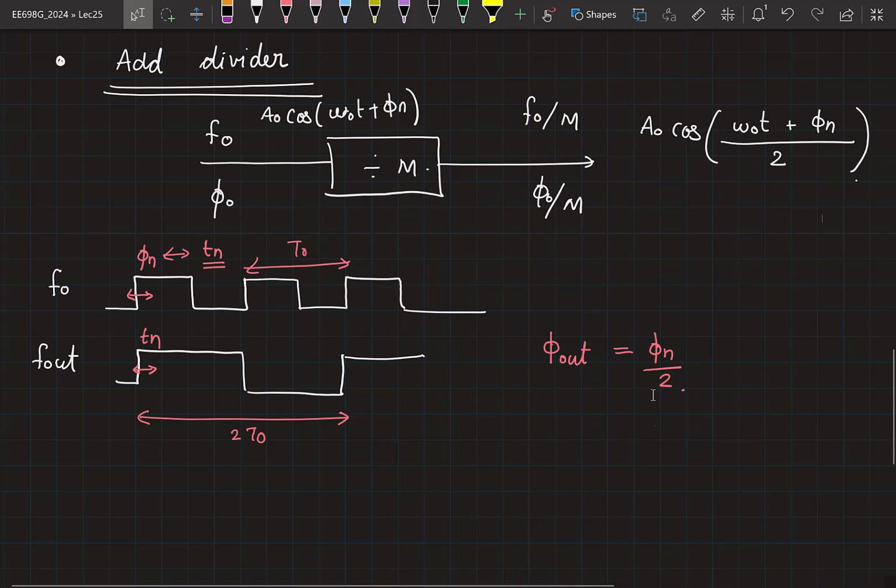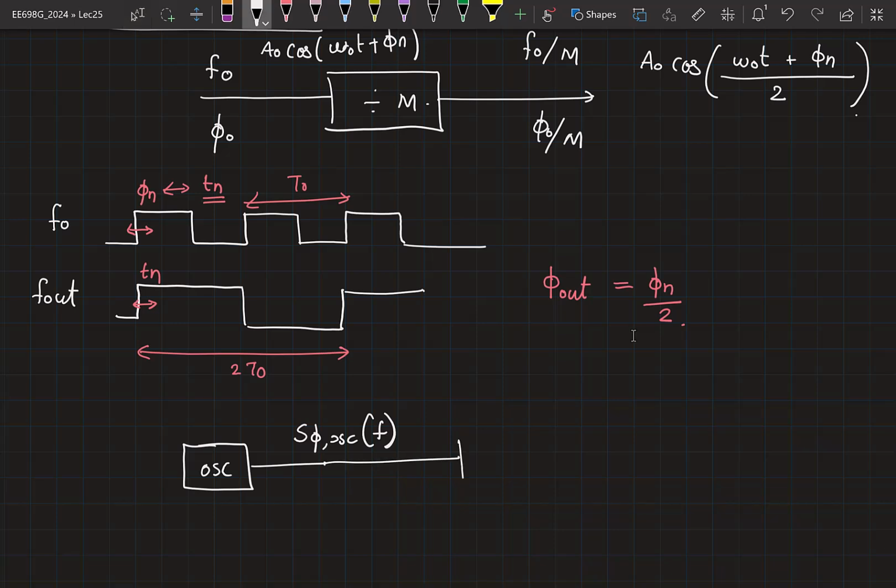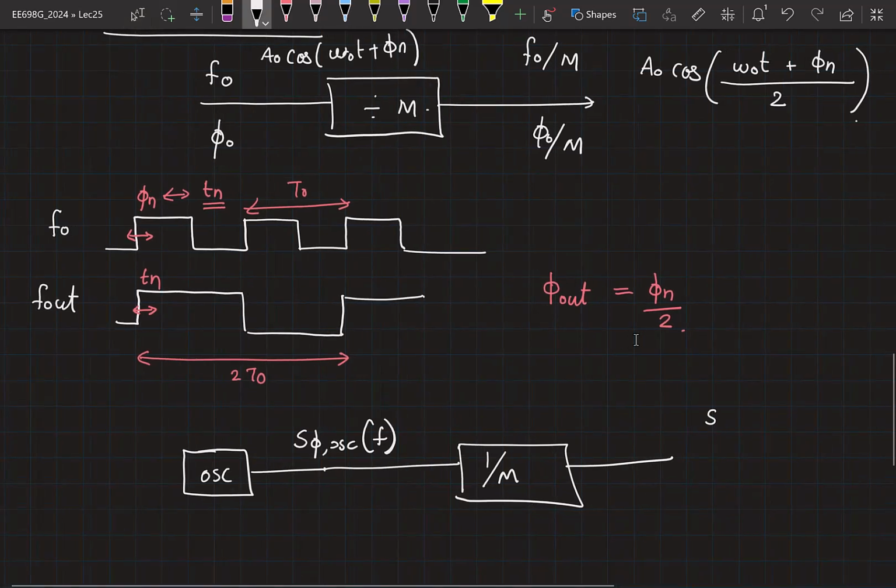Is that okay? So which means if my ring oscillator had some profile, let's say S phi oscillator of f, and I'm not differentiating between flicker or white or anything, the total profile I'm considering, is going through a transfer function given by 1 by m. What would be the PSD at the output? So this is S phi oscillator of f divided by m square.